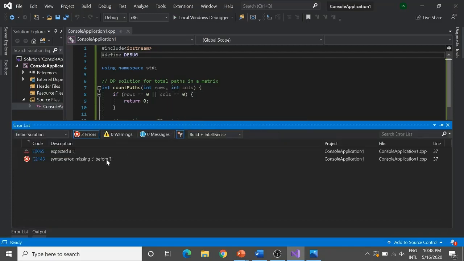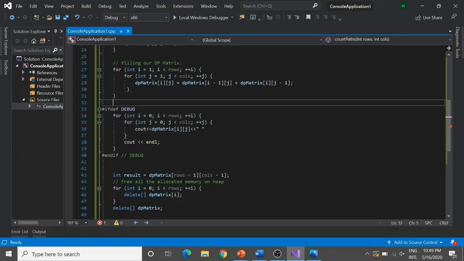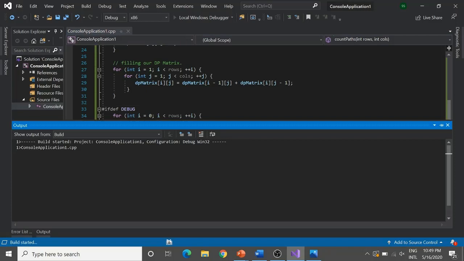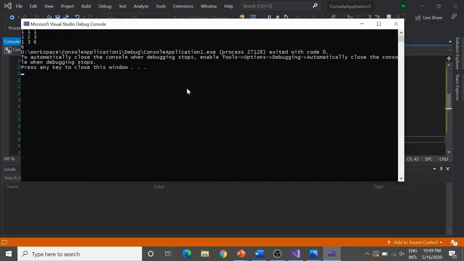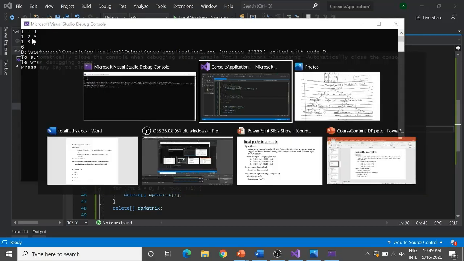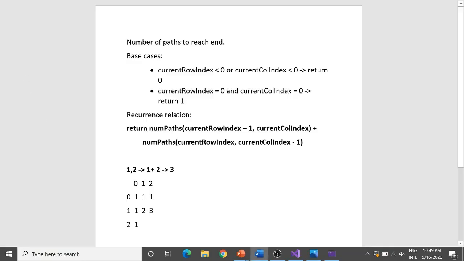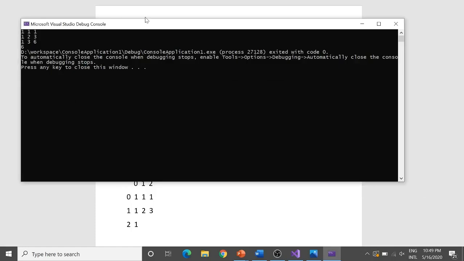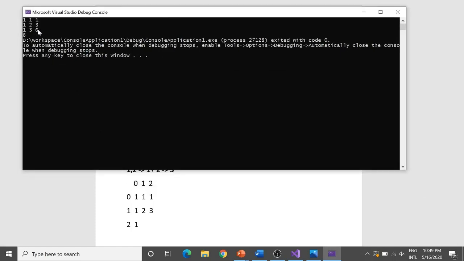Okay, we have an error. Yes. So what do we see over here? These are the contents of our DP matrix. Whatever DP matrix we populated here, 1 1 1, 1 2 3, and 1, the same thing we can see over here as well. And what is this 6? This 6 is the intended problem.